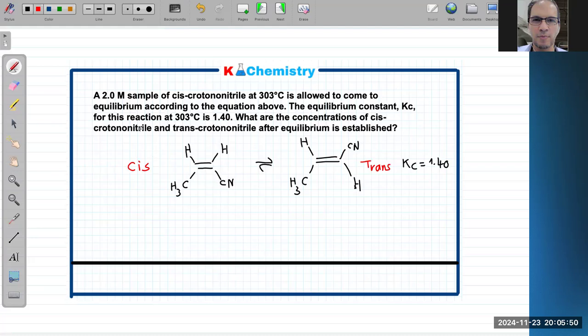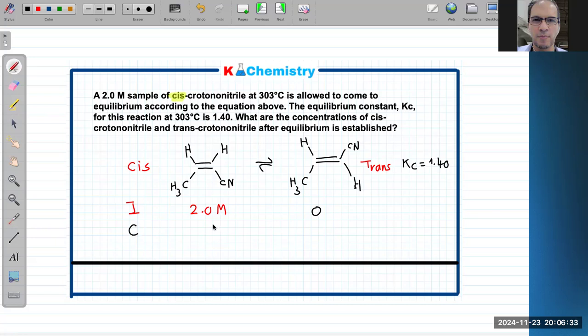So let's go directly and make the table. I know that initially, when you started, the sample that you have is equal to 2 molar. The concentration that I have from this one is equal to what? Equal to 0, because he did not mention anything about adding some concentration of the trans initially. He said I added only from the cis.